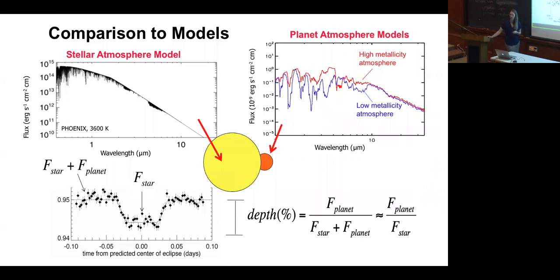We make an approximation. We say the star is much brighter than the planet, so in our denominator, we can drop that F planet term. And then we find that the eclipse depth that we measure is just the ratio of the planet flux to the stellar flux. So I just take this model and I divide it by that model, and I compare it to the secondary eclipse depth that I measure.